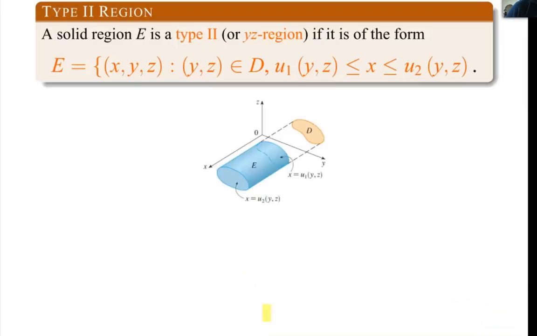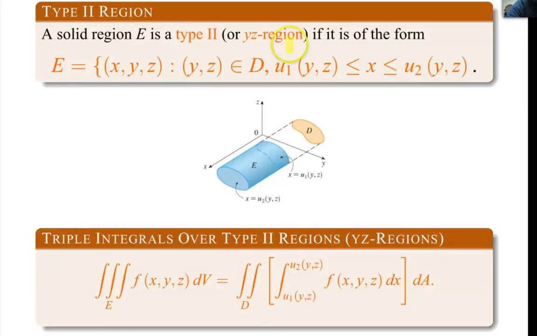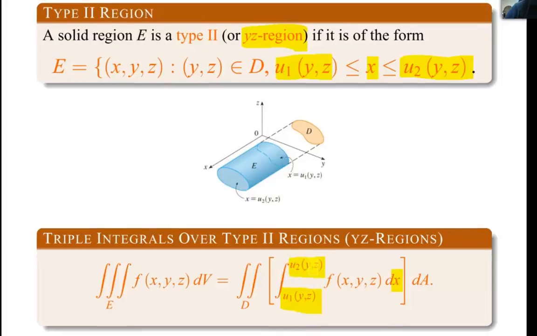You can do that with type 2 regions. Type 2 regions, also called yz regions, are defined by functions such that x moves between two continuous functions that depend on y and z. And the way that you integrate, again, is you just put the two functions as your limits when you integrate first with respect to x. You have to be careful to always put the function that is lower on the bottom and the function that is higher on top with respect to x, of course.